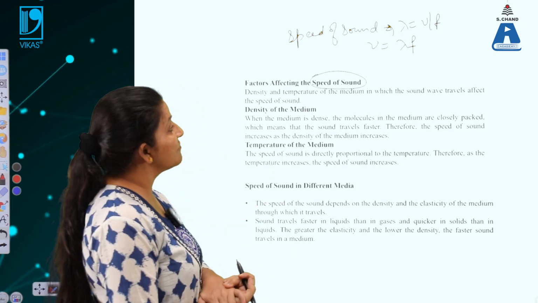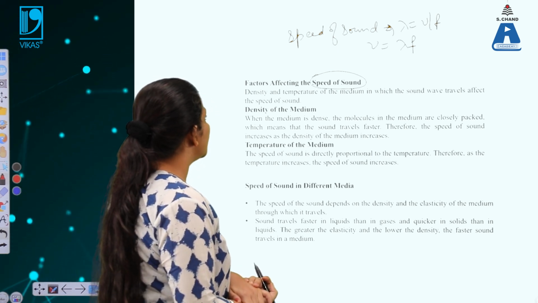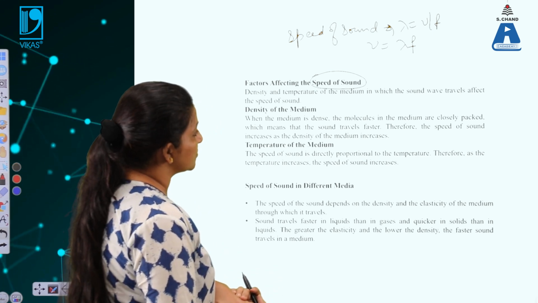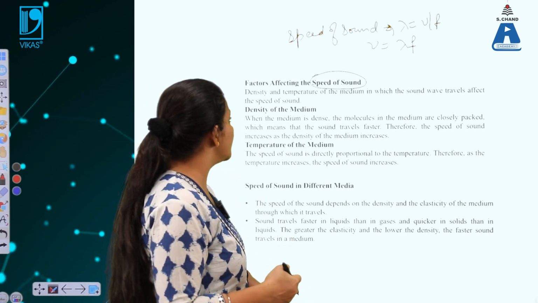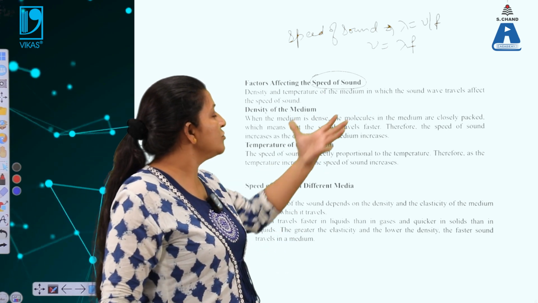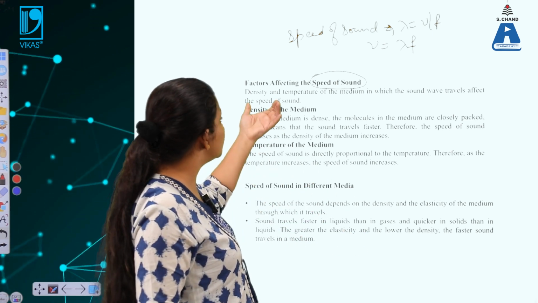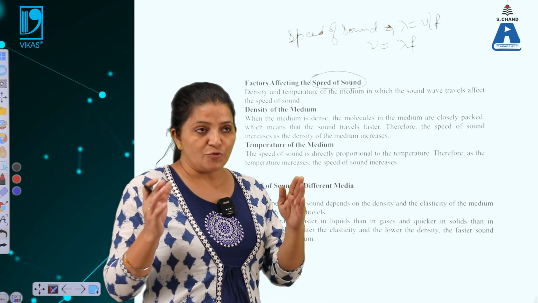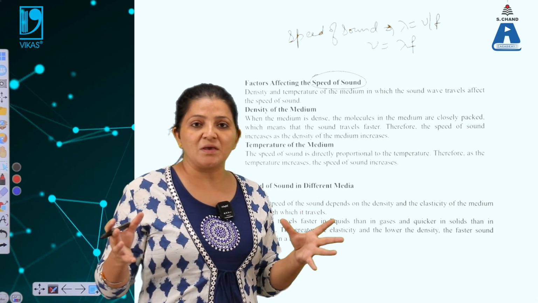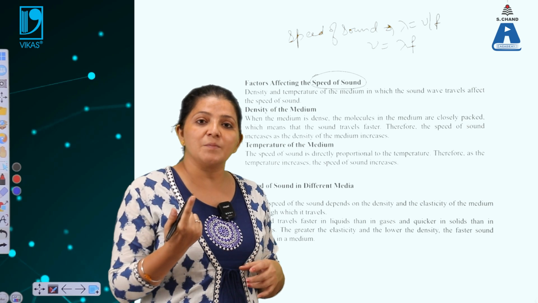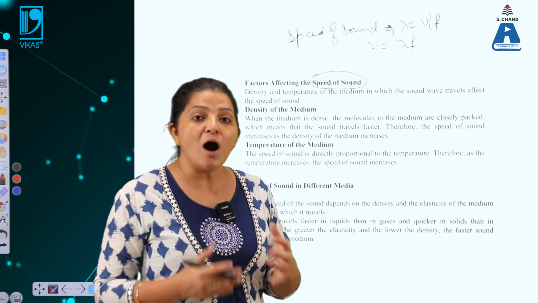Now we want to describe on what factors this speed of sound will depend. The speed of sound will depend upon the density and temperature of the medium in which the sound waves travel. They will affect the speed of sound. So how does it depend upon the density? For example, when a large number of people are present in a short room and they are all speaking, no one can understand what a single person says. That means the density will affect how the sound travels.